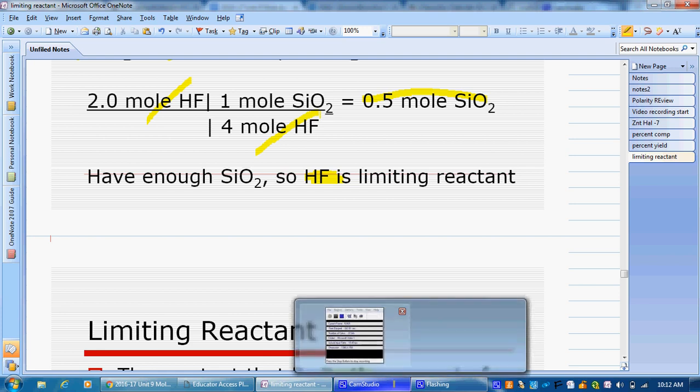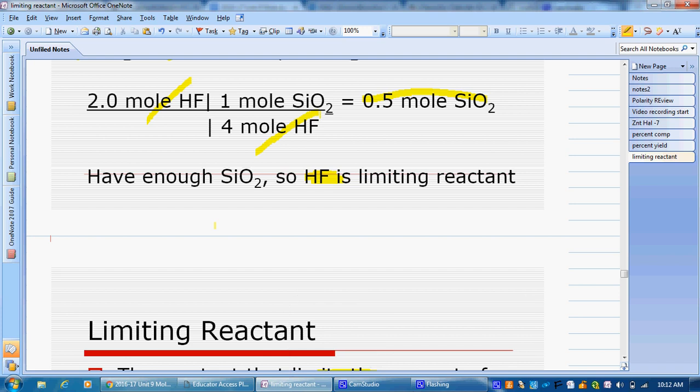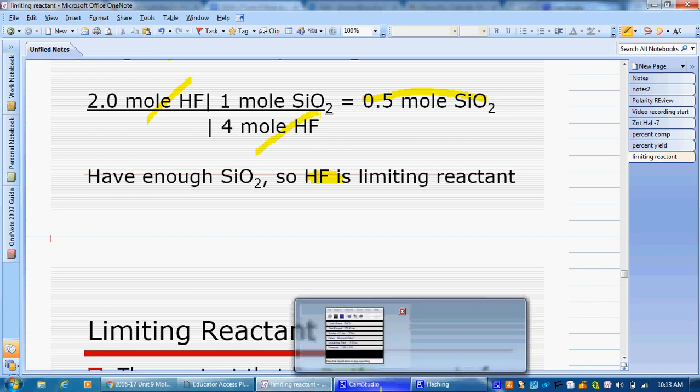Once in a while you'll be given something in grams, and so this first step here, where there's moles, you'll have to convert to moles first, because the only way we can compare 2 different reactants is when they're both in moles. So just remember that if you're given your reactants in grams, you'll have to convert to moles first.